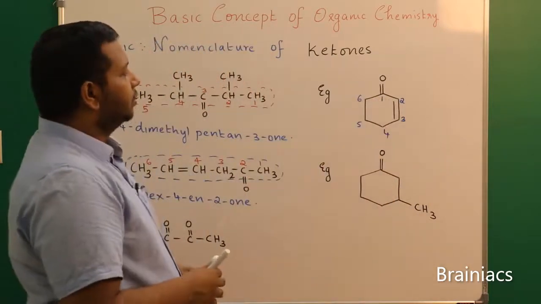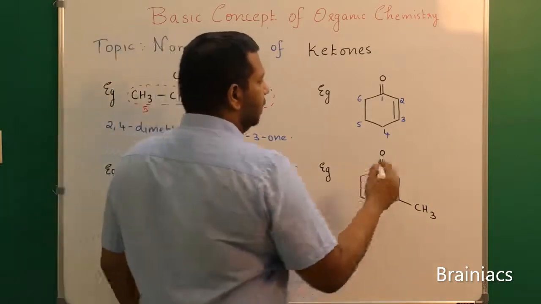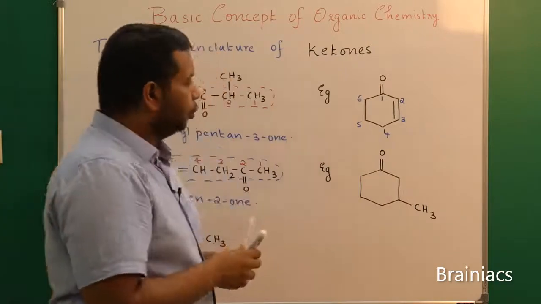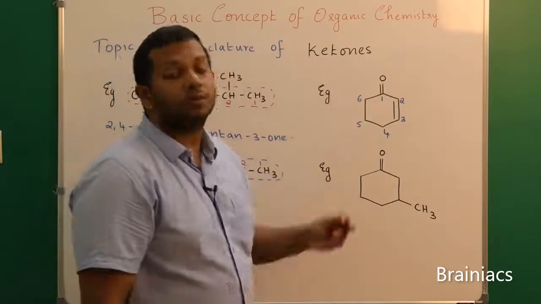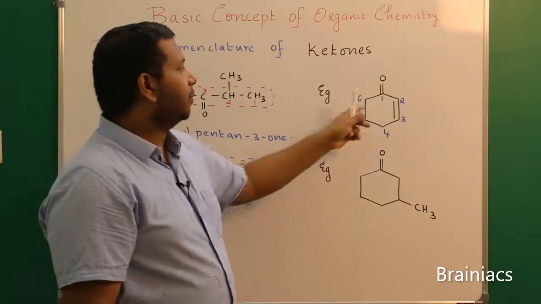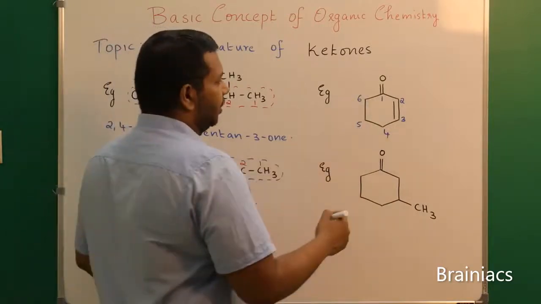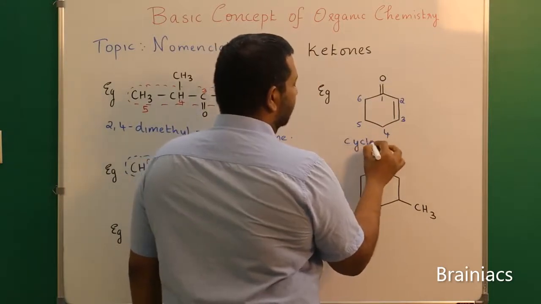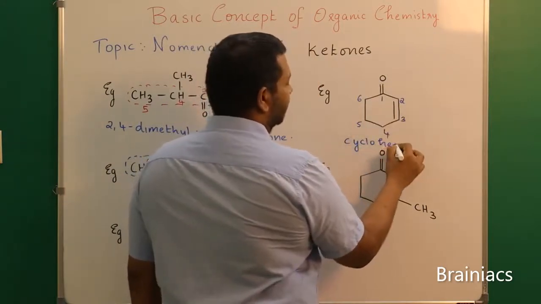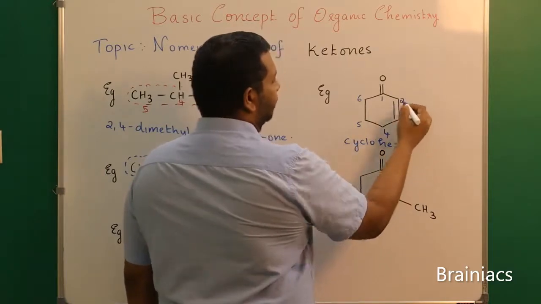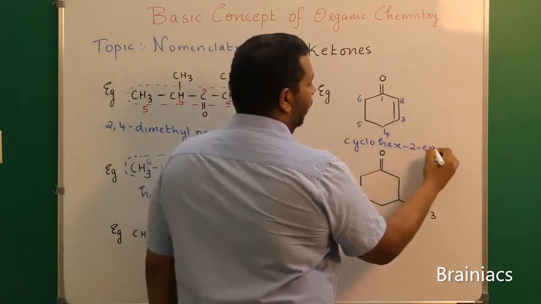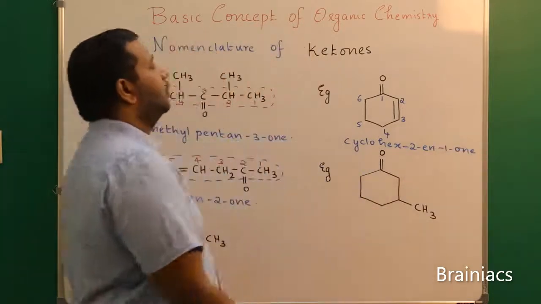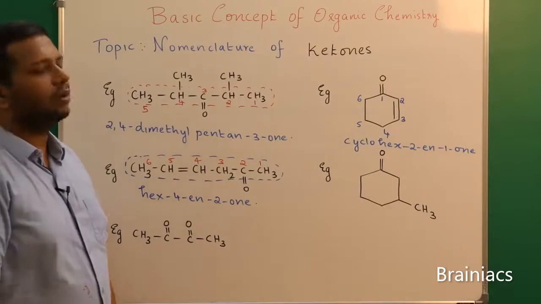So what should be the name of this compound? Tell me. Since it is a cyclo compound, we use the primary prefix. The secondary prefix is not there, because there is no substituent. The primary prefix is applicable because it is a cyclo compound. So cyclo, correct. Cyclo, 6 carbon atoms, hex. At the second position you have a double bond, hex-2-ene, and at the first position you have the secondary suffix, 1-one. So the answer is cyclohex-2-en-1-one.